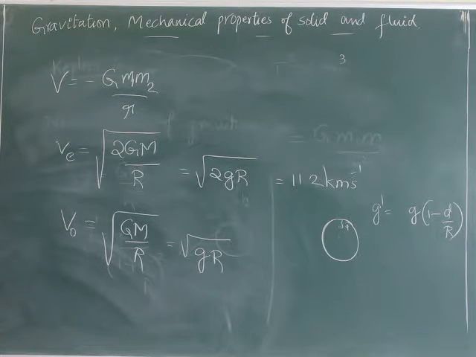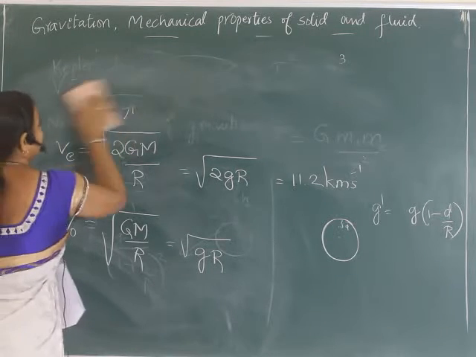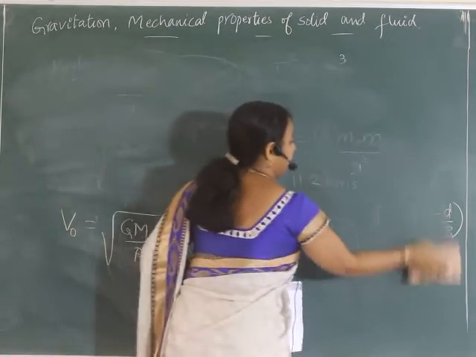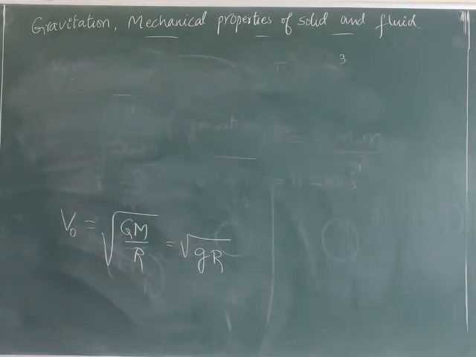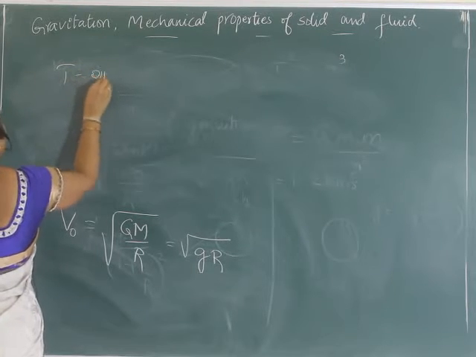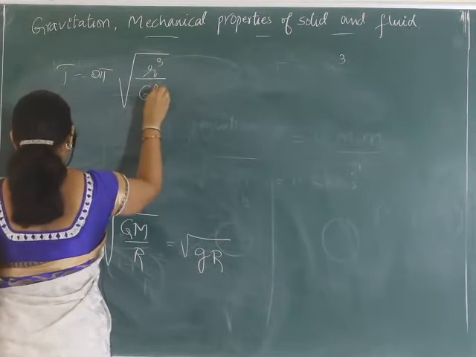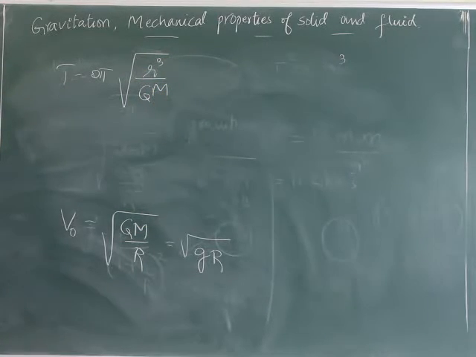The next concept which we are moving for is time period of the revolution of the satellite. What is the expression for the time period of the revolution of the satellite? The expression is T is equal to 2 pi root r cube divided by GM. So this is the time period of the revolution of the satellite.